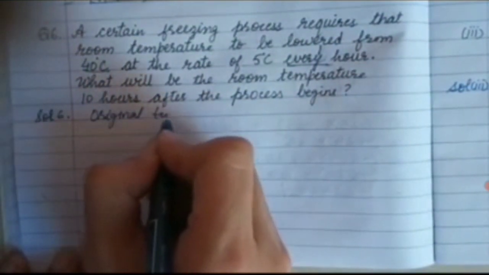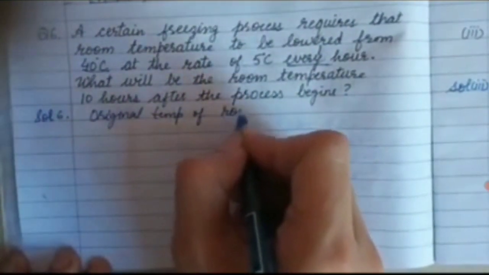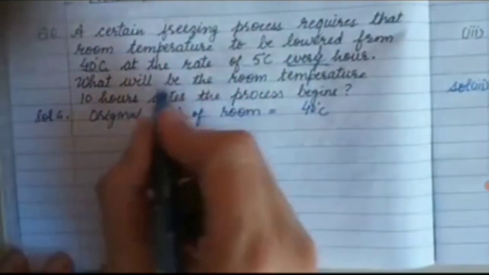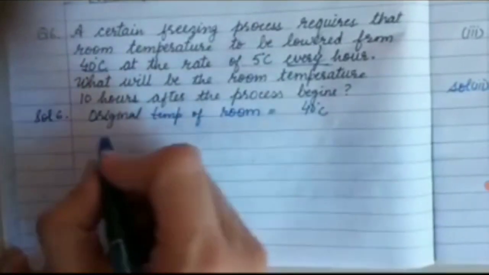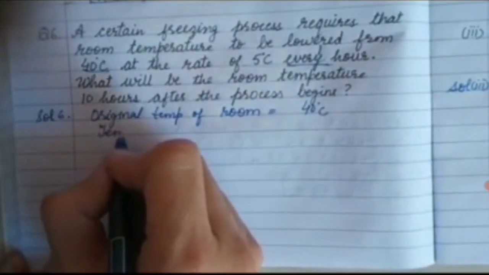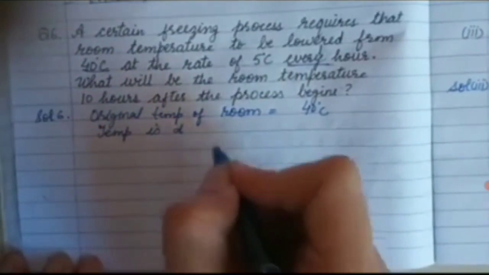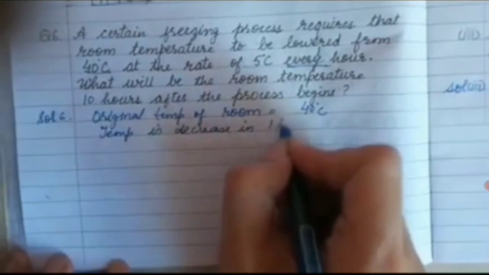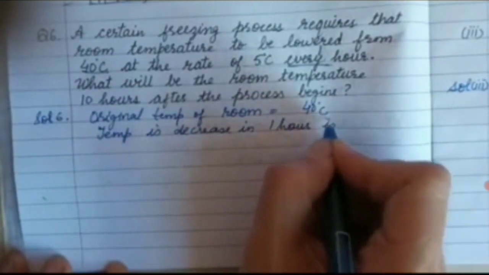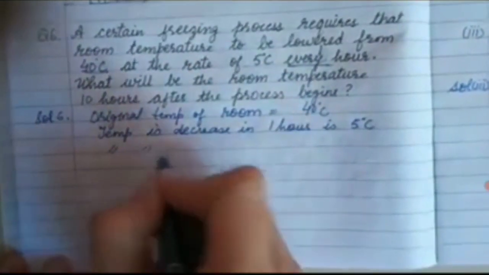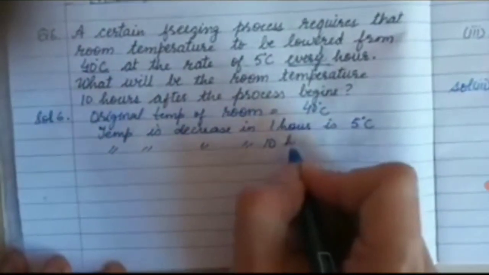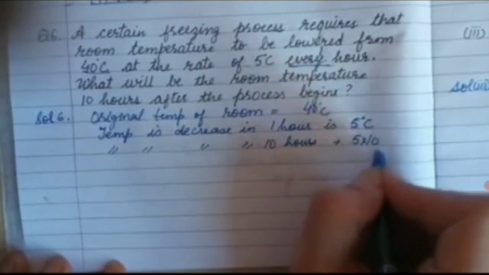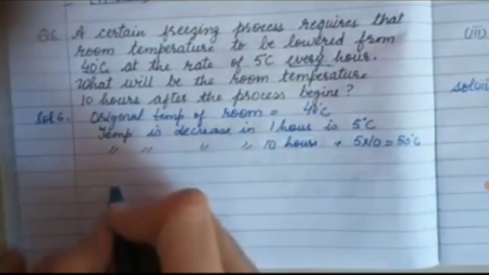So we have to write first whatever data is given. So the original temperature of the room is 40 degrees Celsius, right? The temperature decreases by 5 degrees Celsius every hour, meaning in 1 hour it is 5 degrees Celsius. So the temperature decreases over a total of 10 hours. It is nothing but 5 into 10, which is 50 degrees Celsius.